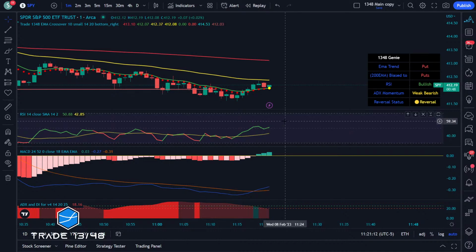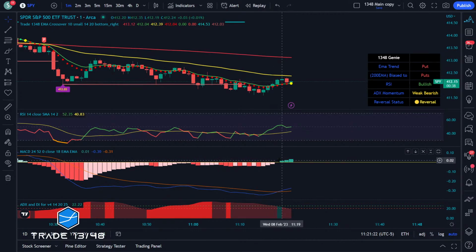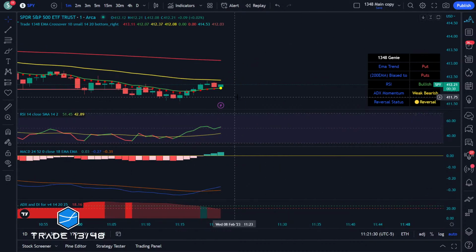Well, we have RSI above 50. The moving average is in fact trending up on the 1 minute. And you do have the MACD cross here, and you're printing green on the histogram, right? And then your weak bearish here is a weak bearish momentum that you're seeing with the ADX, right? So you want to wait on candle close.